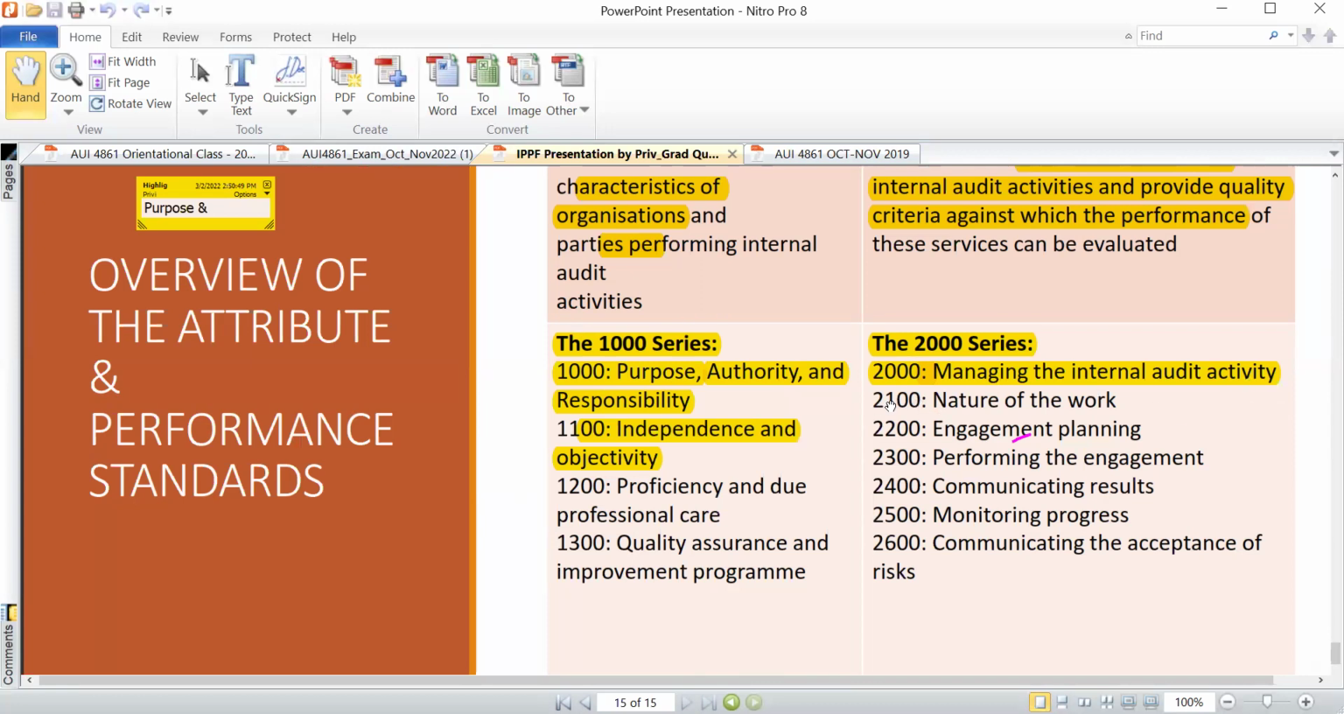Standard 2200 deals with the nature of the work. So our work as internal auditors, just to give you a high level point of view of this, we address 3 processes of an organization, which are the governance processes, the control processes, and the risk management or risk processes, if I would call it. So these are the 3 areas of focus that we as internal auditors add value to, in terms of our work.